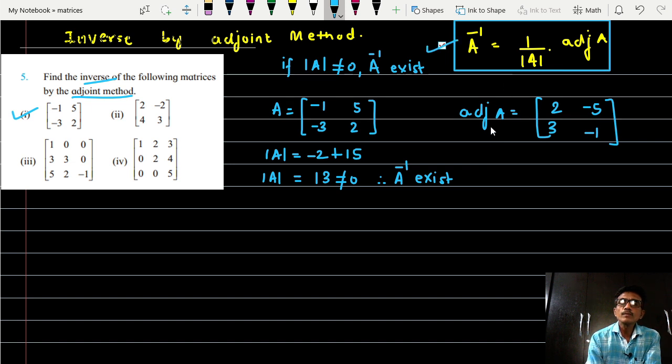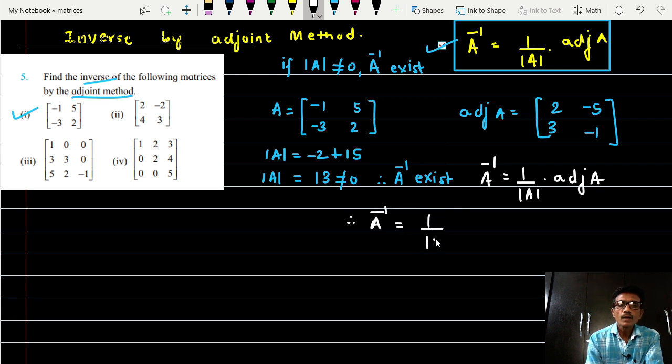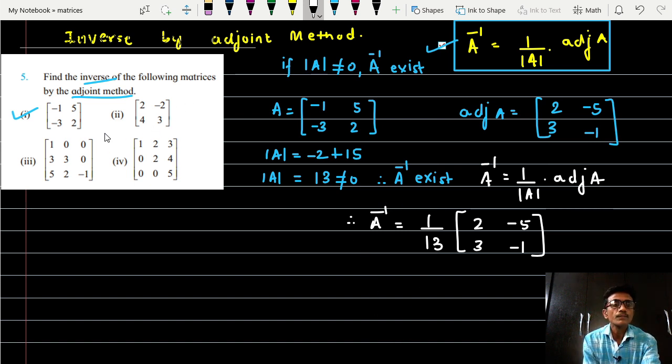Now according to this formula, the inverse of this matrix, that is A inverse, is equal to 1 upon determinant of A into adjoint of A. Therefore A inverse is equal to 1 upon 13, and the adjoint is 2, -5, 3 and -1. Yes, this will be the answer. Now let's find the inverse of the next matrix.